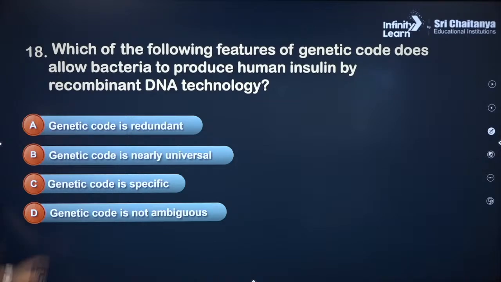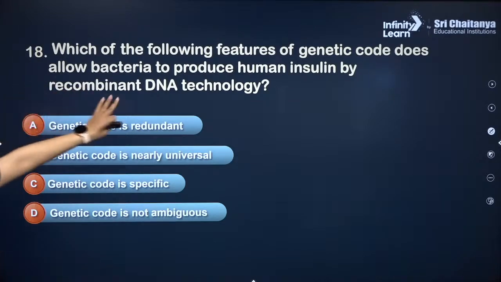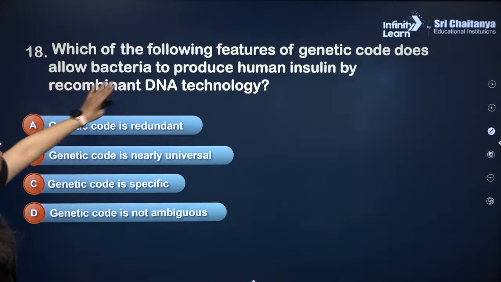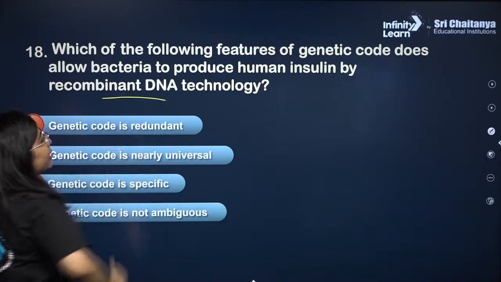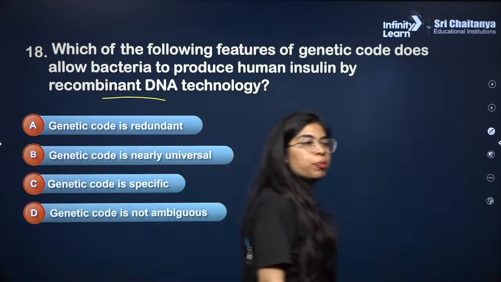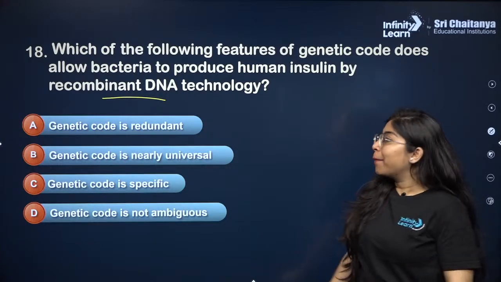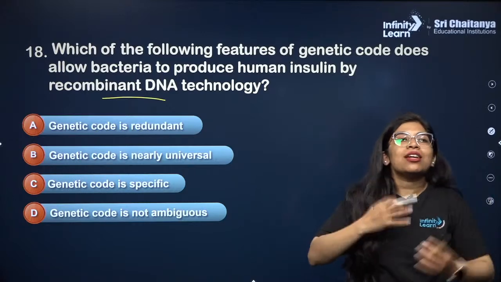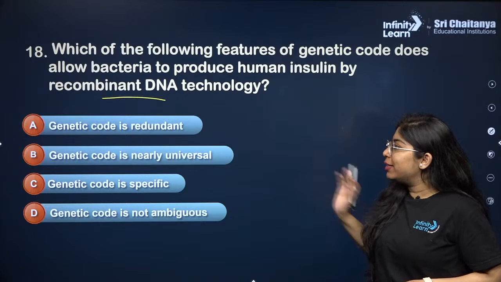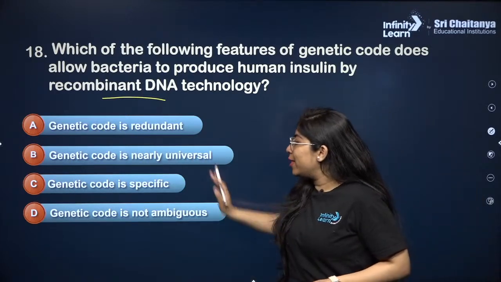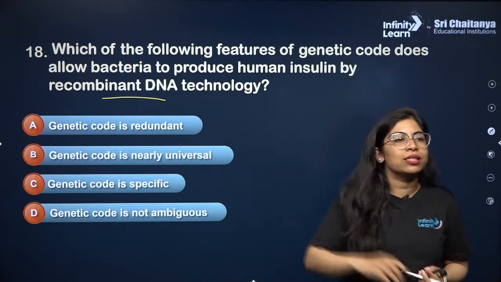Which of the following features, very important question. Which of the following features of genetic code does allow bacteria to produce human insulin by rDNA technology? What is the property of the genetic code by which we are using the insulin which is derived from the bacteria? Genetic code is redundant, nearly universal, specific and non-ambiguous.